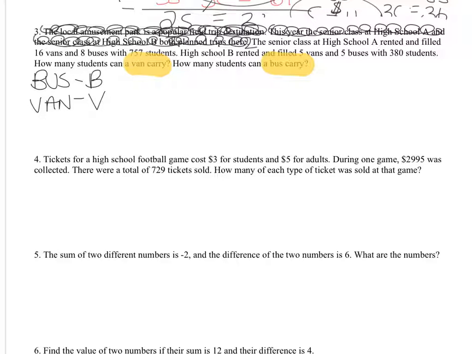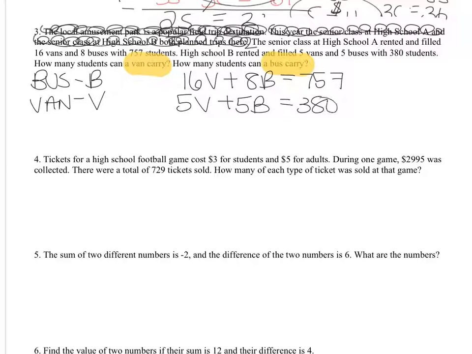Senior class at High School A rented and filled 16 vans and 8 buses with 757 students. 16 vans and 8 buses with 757 students. High School B rented and filled 5 vans and 5 buses with 380 students. So now I gotta solve.